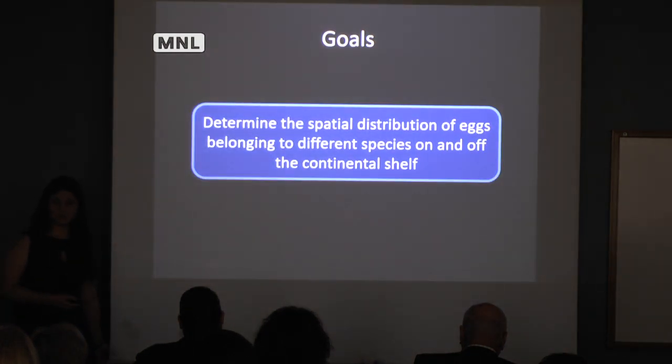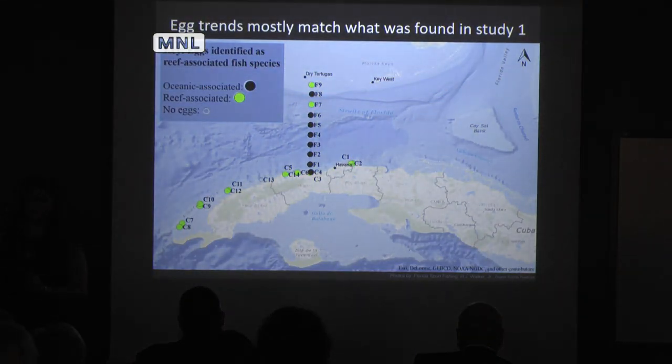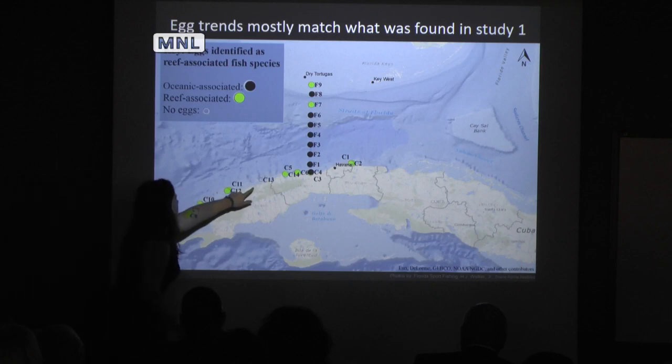Again, to bring you back, the first goal of this project was to determine the spatial distribution of eggs belonging to different species on and off the continental shelf. And so we have it highlighted in yellow are reef-associated fish, or fish that are normally found near reefs. And in black, you can see oceanic-associated eggs, usually found in deeper waters. When I say eggs, I'm talking about eggs and species, but the species are normally found in this area. The eggs we are seeing are also found in the same areas. And so if you see a little circle like this one here, that means there are no eggs there.